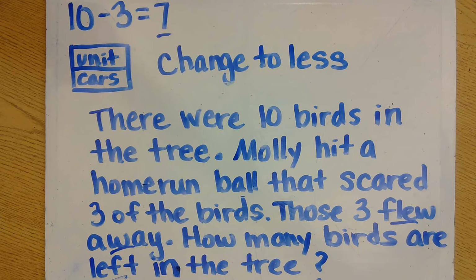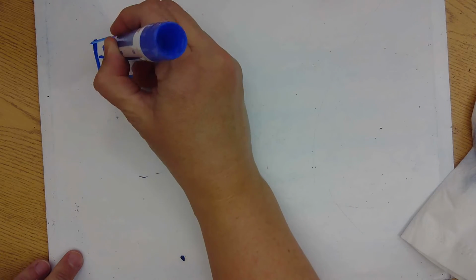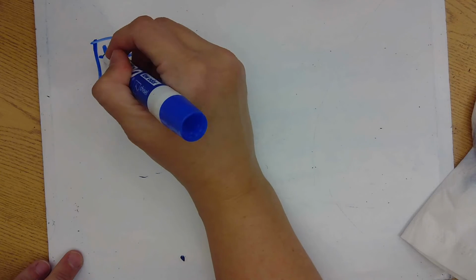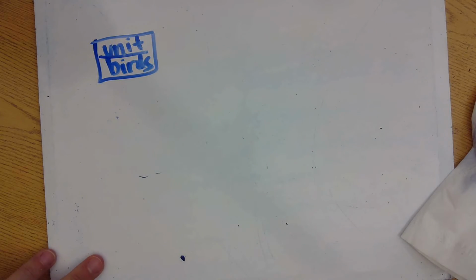All right, I would like to show you another type of subtraction number story that's called a comparison number story. Let's look at that next. I should also mention to make sure that your unit box matches what you're talking about in your story.